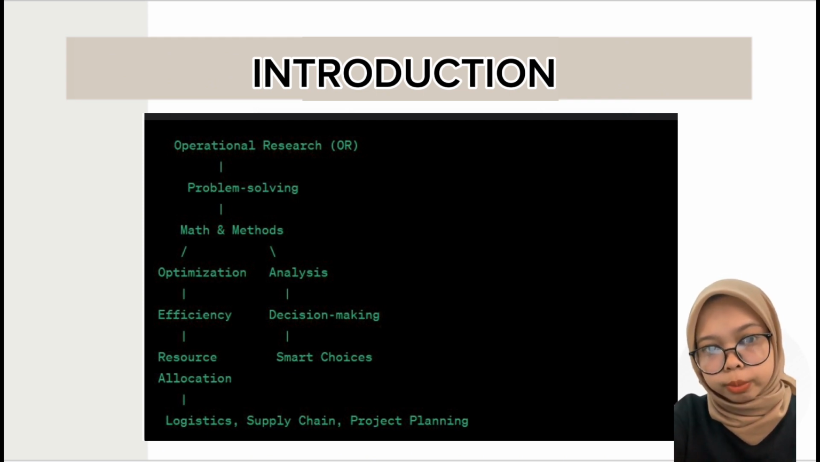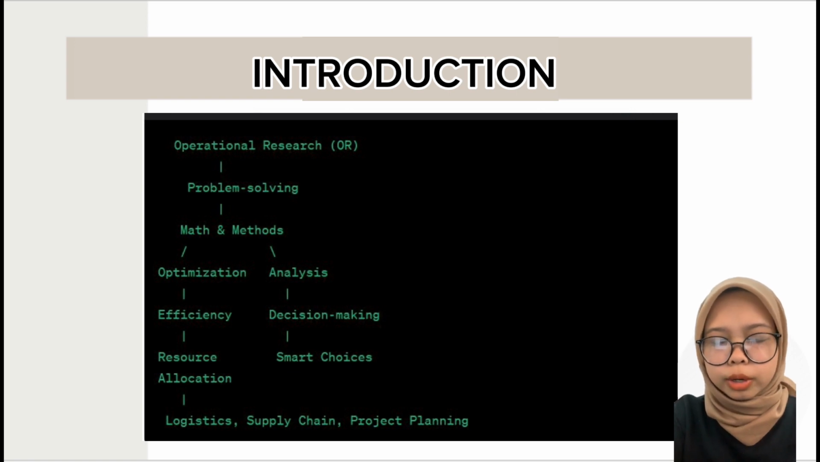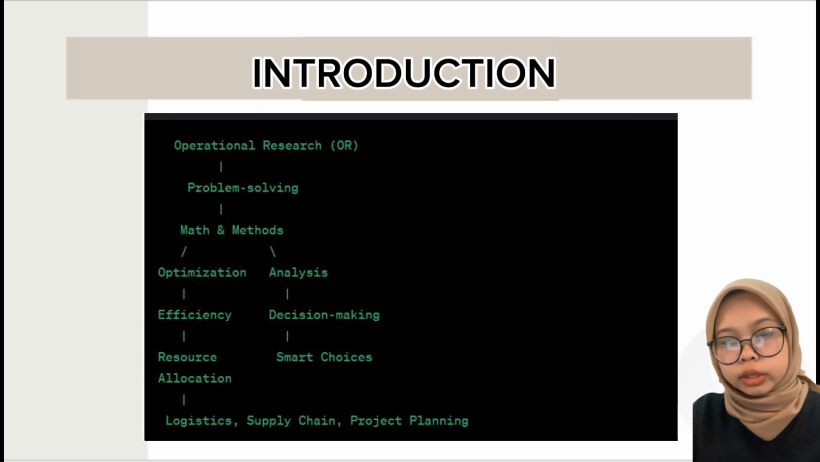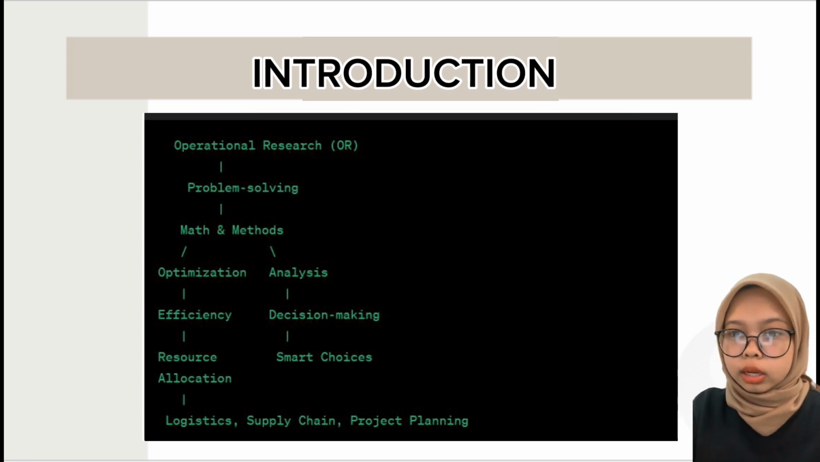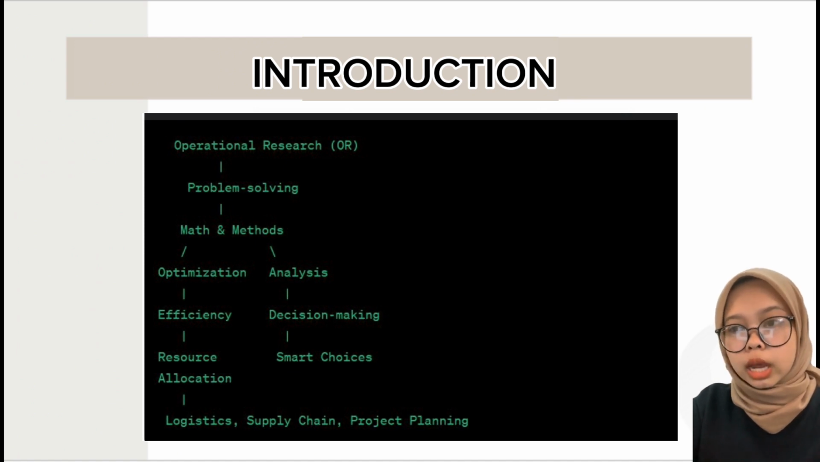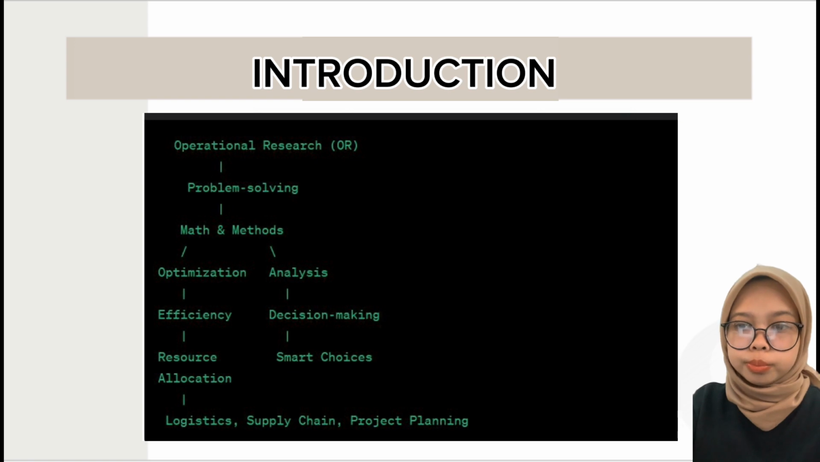My name is Nur Sharifah binti Razali and we are from group 4 that conduct question 3. So for the introduction, based on this map, operational research is at the center, which Bradshaw highlights is focused on problem solving through the use of math and methods.